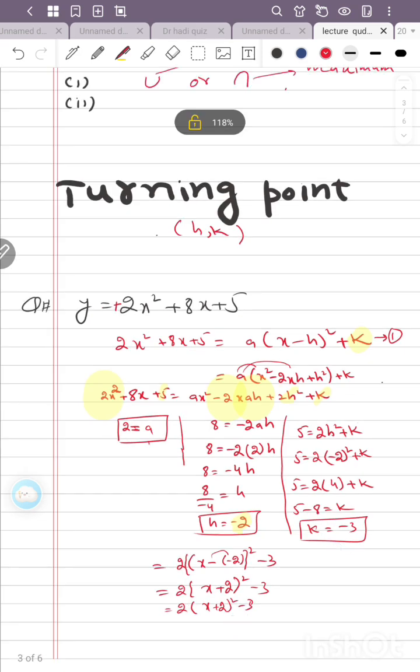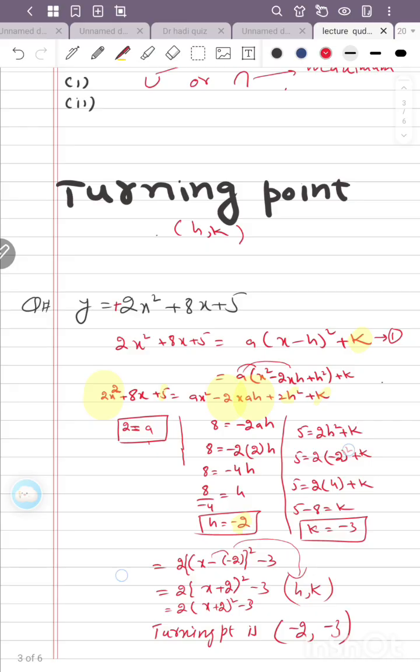We get the turning point here. Our turning point is minus 2 and minus 3. I have written it: turning point is minus 2 and minus 3, because we have noted that h and k is our turning point. H is minus 2 and k is minus 3. This is our turning point. Okay, that's all for this previous question.